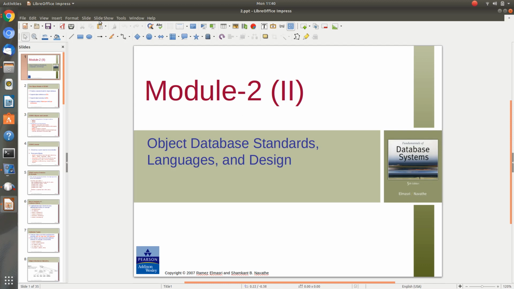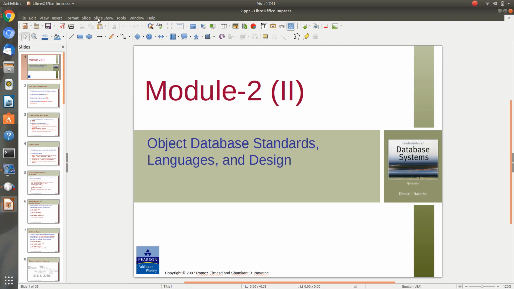In this session we will be discussing the various object-oriented database standards. As you know, in relational databases we have standards like the SQL standards. Similarly, for object-oriented databases we have some other standards.